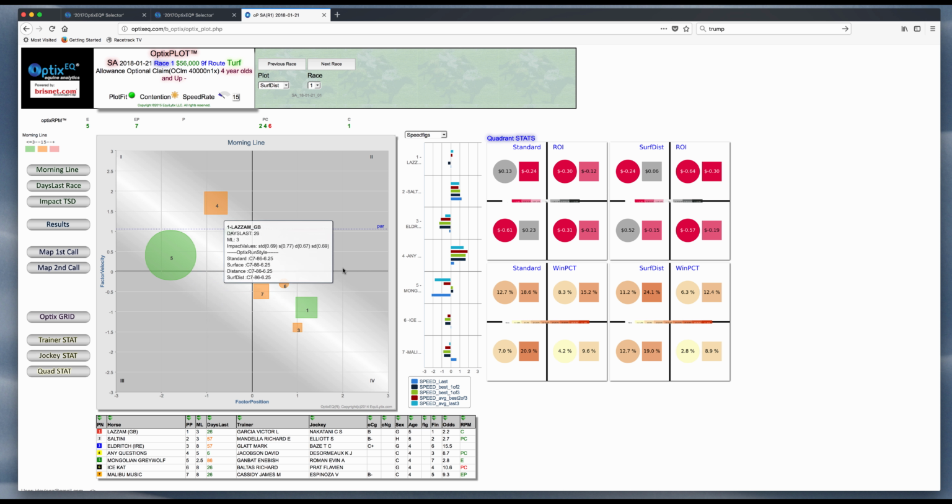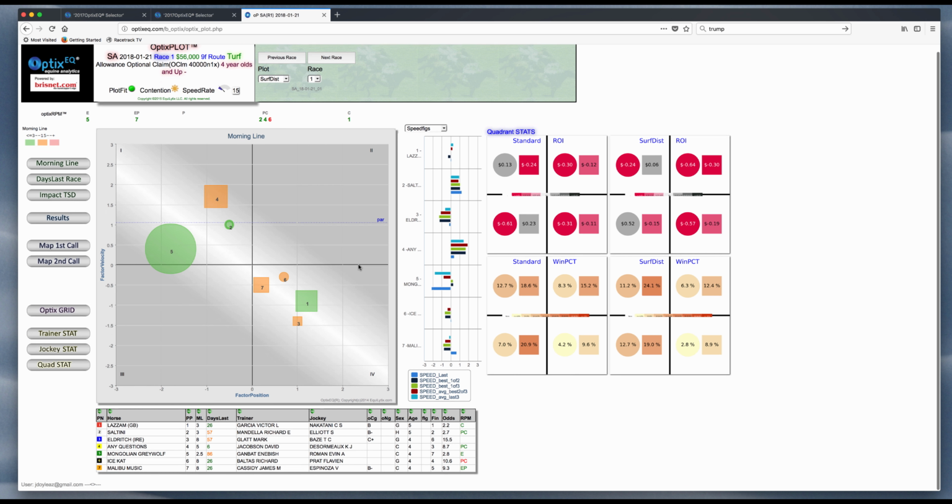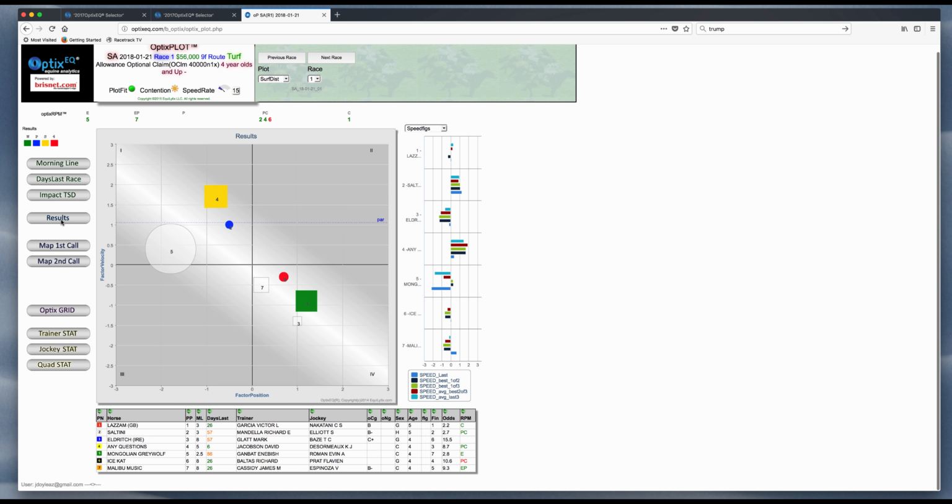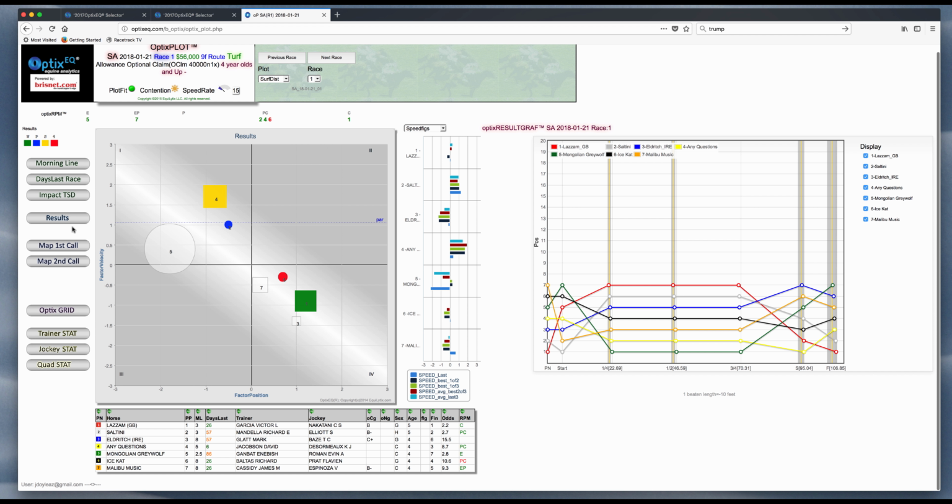So just in summary, I would say the 5, 6, and 7 are downgrades. The 1, 2, and 4 are upgrades in this scenario. The great thing is that we have the results of this race, and it's a great tool. When you hit the results button, we can get an idea of the way the race was run.